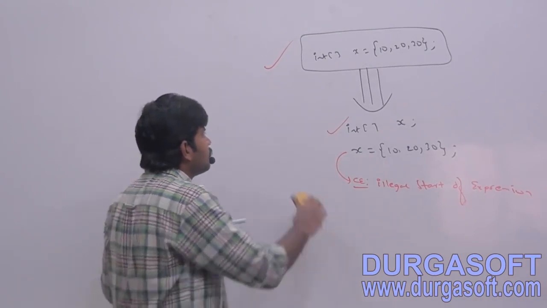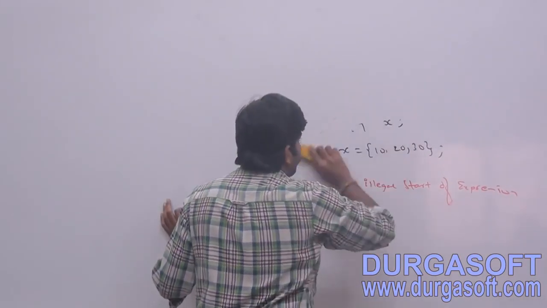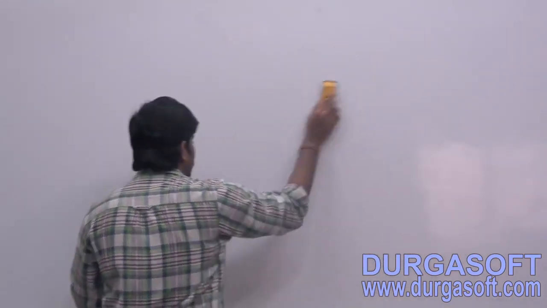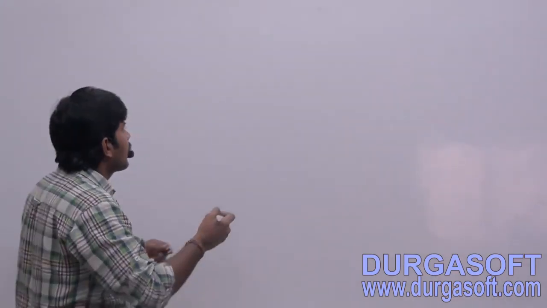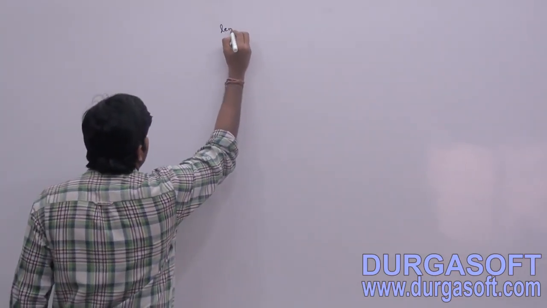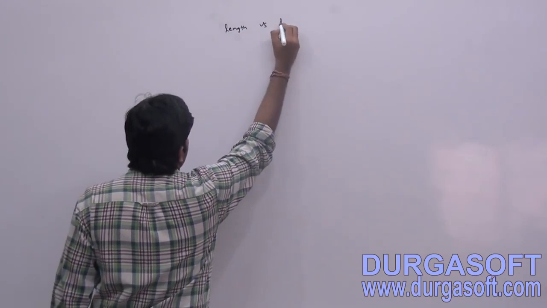Okay, next one. That's all about array declaration, creation, and initialization in a single line. Next, length versus length().